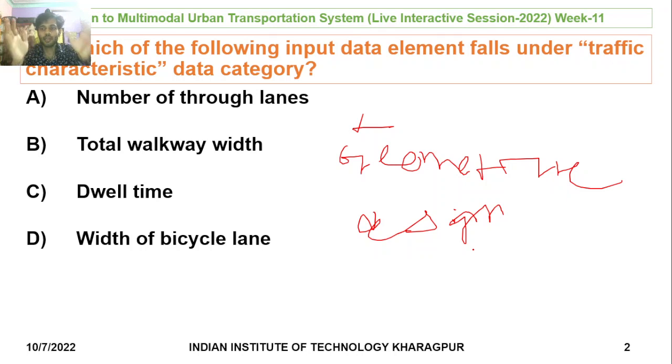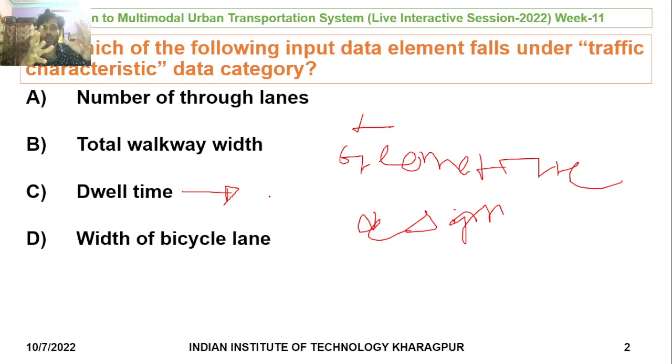The traffic characteristics are spatio-temporally variable. What do we mean by spatio-temporally variable? Here the example is dwell time. Dwell time generally means the time taken by a bus or any public transport mode, like a train or bus, to serve the passengers. When we are waiting for the train and it comes, we board and some people alight. That time is dwell time.